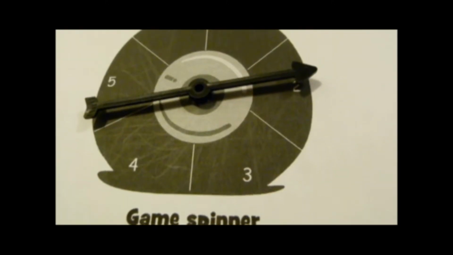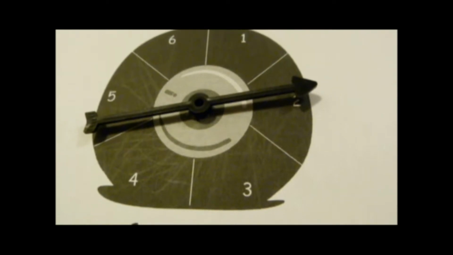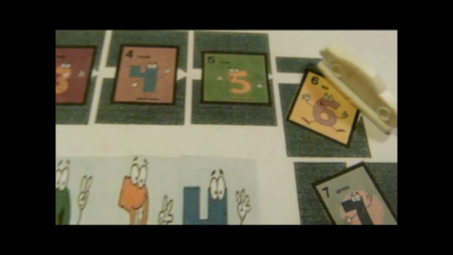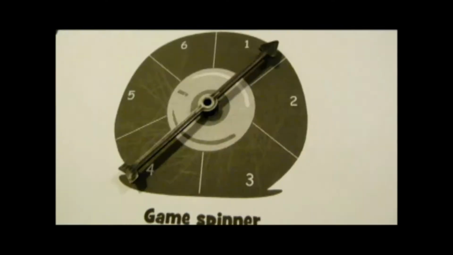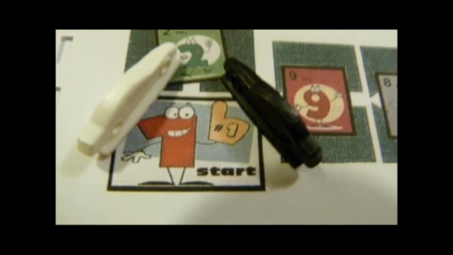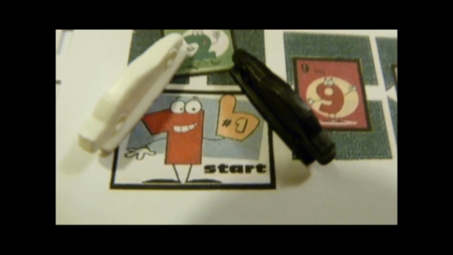For example, the white card player spins 2. So the white card player needs to land on even numbers during the game. Players will take turns spinning and moving. Start at the number 1 start space. This space is not used during the game.